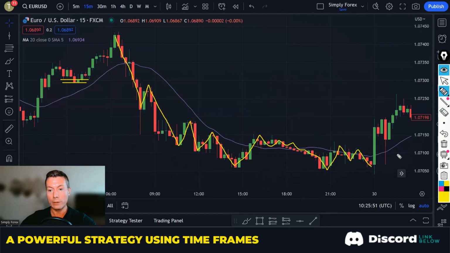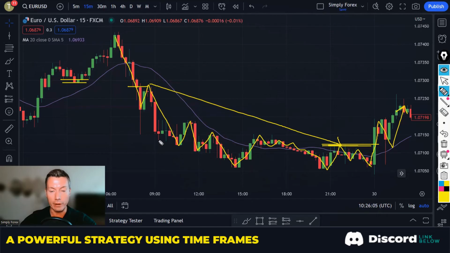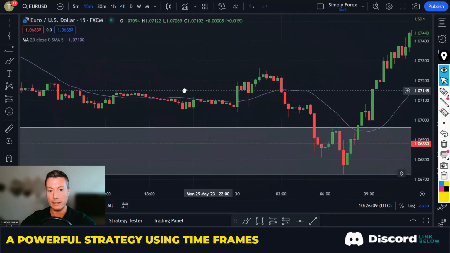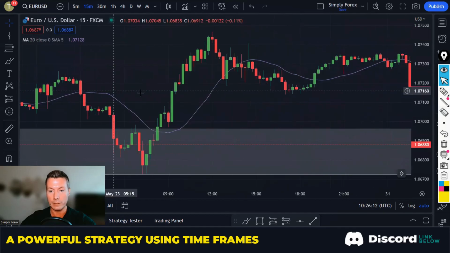Okay, and then we're only really wrong here, because at this point, this is when M15 structure changes. So you could potentially take it all the way down from here, all the way down to here. Very simple, guys. Okay, let's look at a different example now.